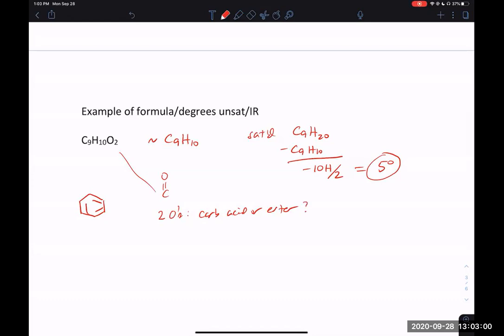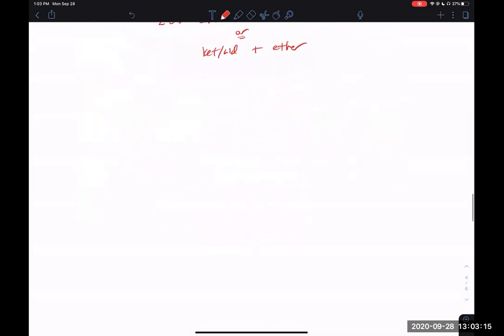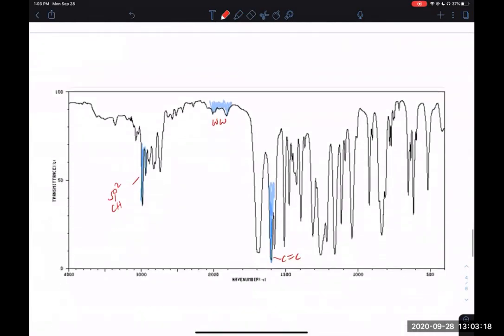Maybe, likely. But it could be that it's not. It could be like a ketone or an aldehyde and maybe an ether. Okay, that'd be a possibility too. But let's go see if there's a C double bond O. There is, right? This big thing right here.